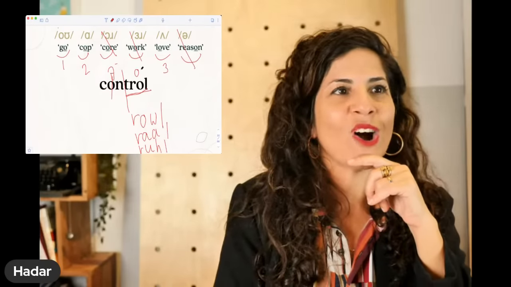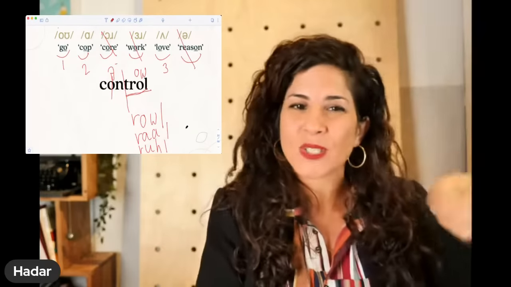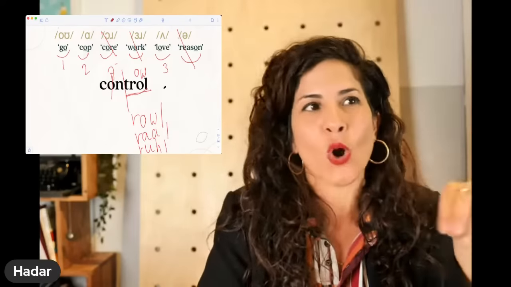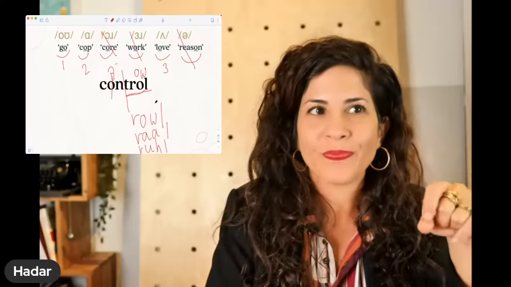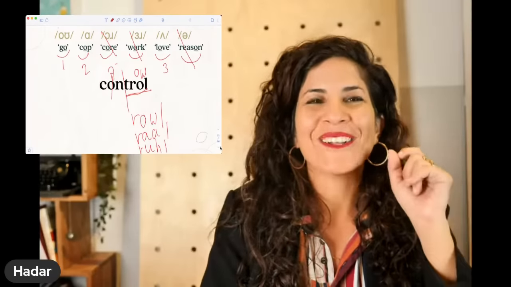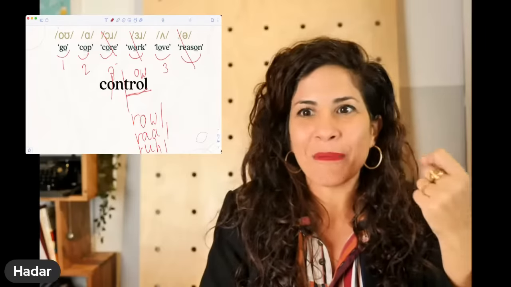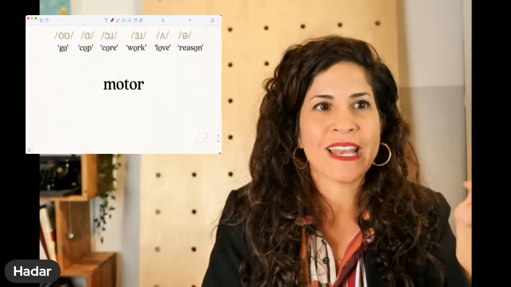It is the long O as in go. So even though there is an L right after, which kind of swallows the vowel, it is still an O as in go. So it feels like there is a W there. Control, under control. Now please practice it with me, otherwise it's not going to be as effective. Let's do the next one.